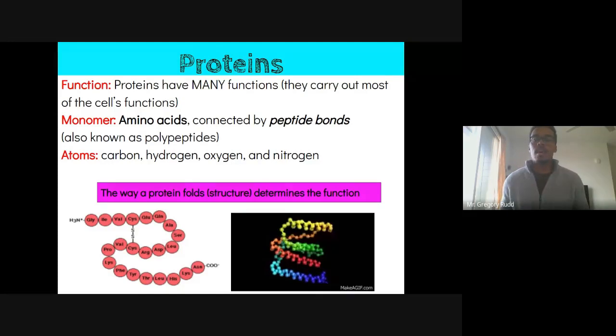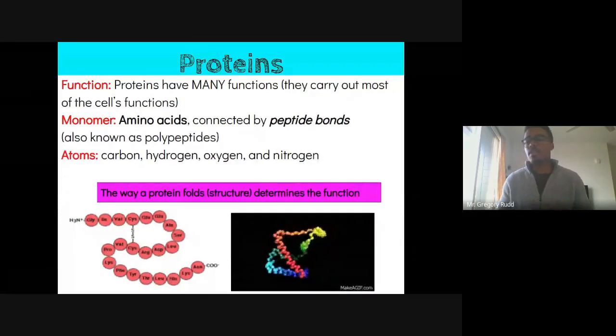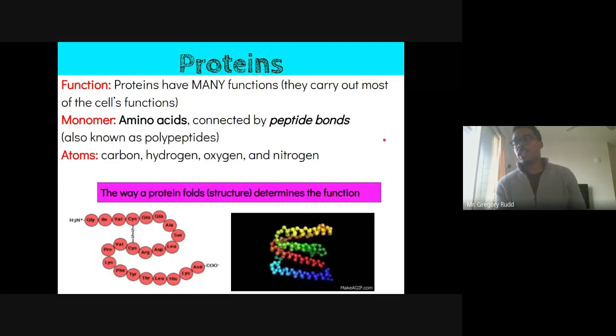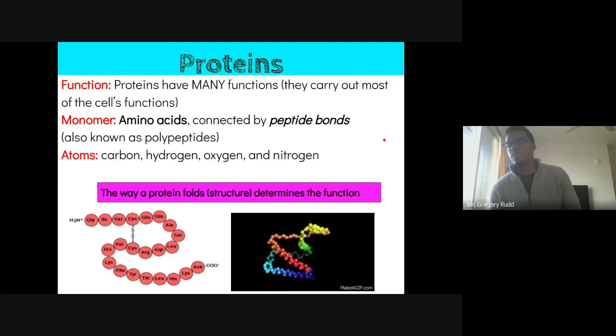Some proteins are like tunnels that allow things to go through them. Some proteins break things down and other proteins build things up. So proteins do a lot of different things for our bodies and for the cells of living things, but ultimately their function is going to be determined by their structure, how they're shaped, how they're folded.